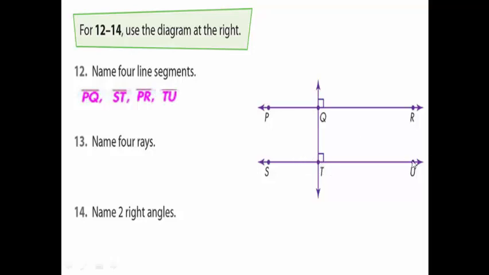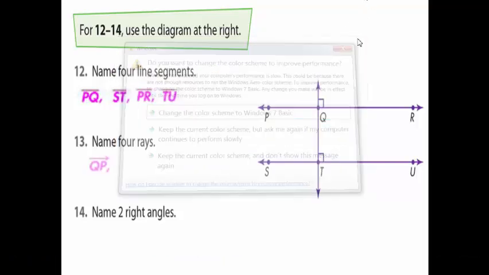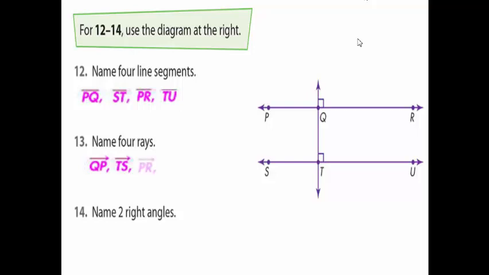Yes, TU. That's it? No, we have more. We have TQ. We have TS. You can write more than this. You can write SU from S to U, but write the bar. This bar means line segment. Now we have another question. Name rays. You can write the same lines, but actually put this. This means ray. I mean here QP.